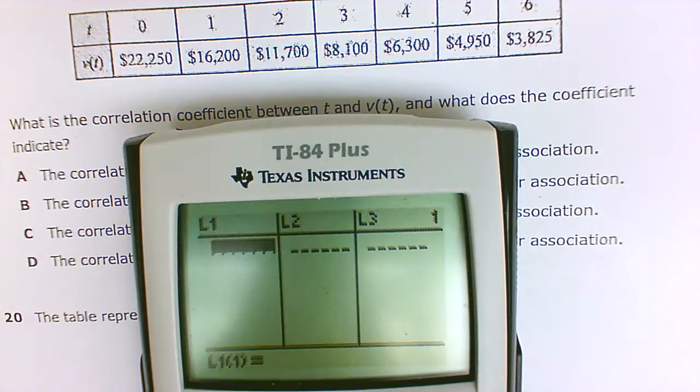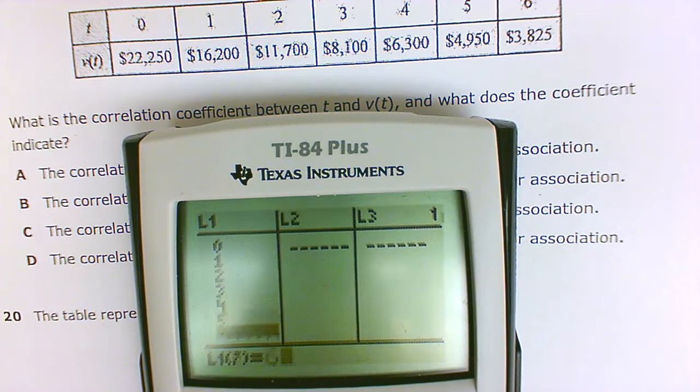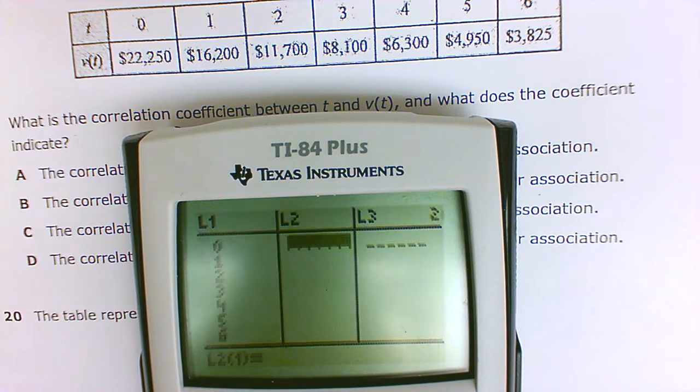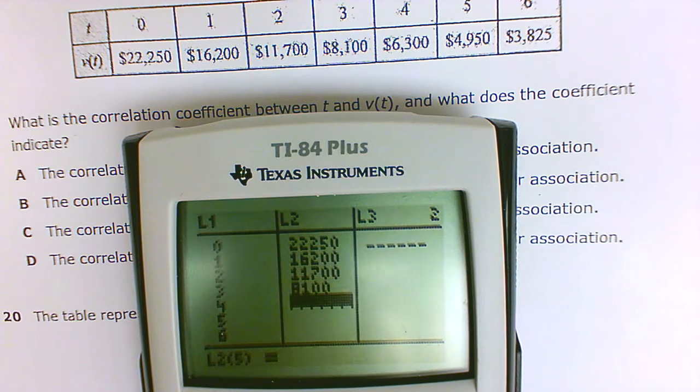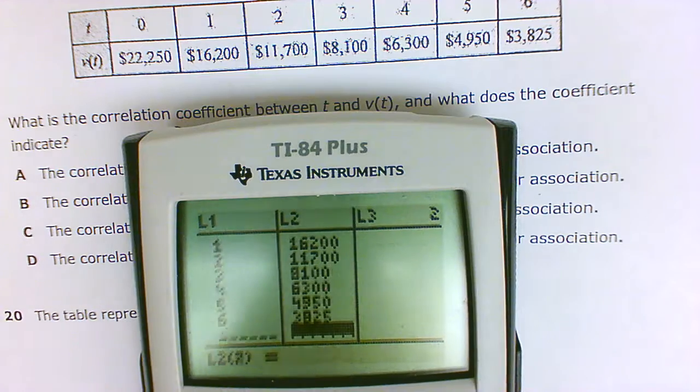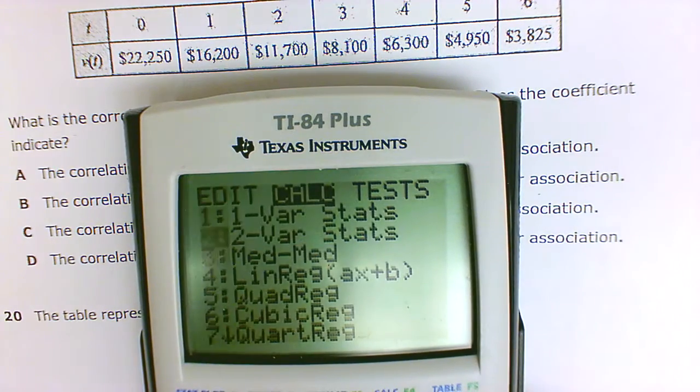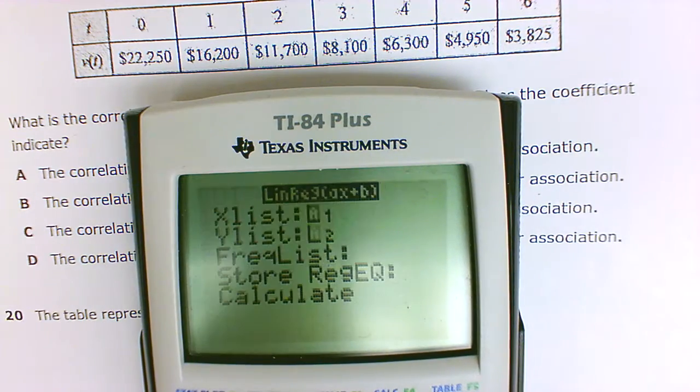So go to stat edit and enter in all of these values. So I've got all of those on that side. So 22250, 16200, 11700, 8100, 6300, 4950, 3825. Stat calculate. Let's go to number 4.